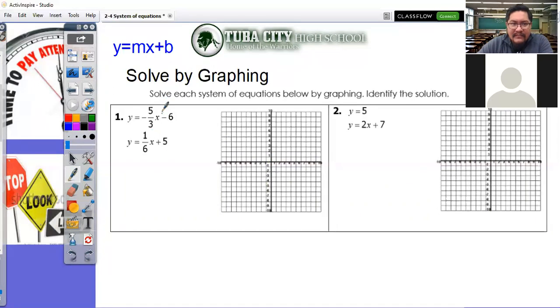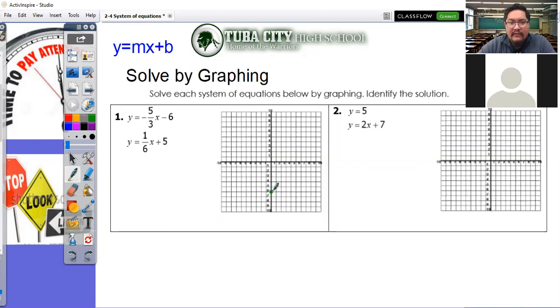First thing, looking at this, that -6 is where our first line begins. So let's mark out -6. We go down 6 from the middle. Then looking at our slope, if it's a fraction, that means we use rise over run. In this case there is a negative here, so that tells us this is a line that goes down.